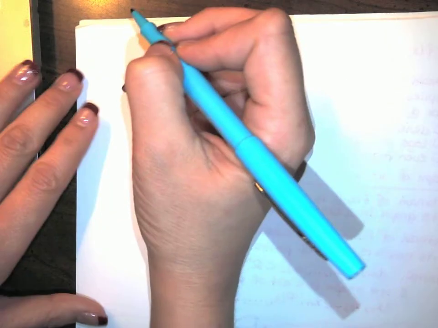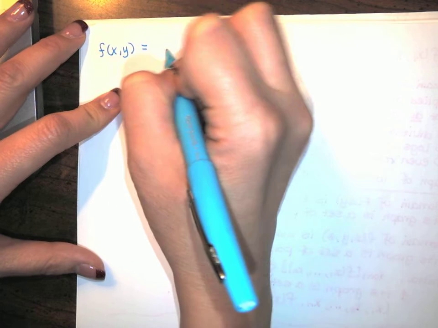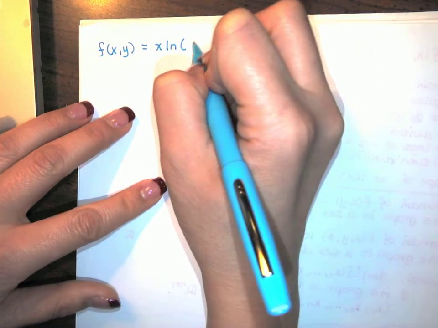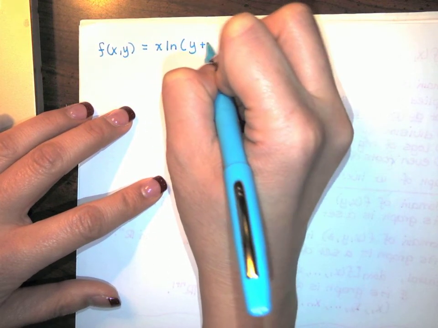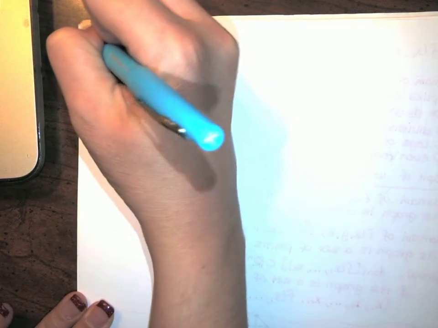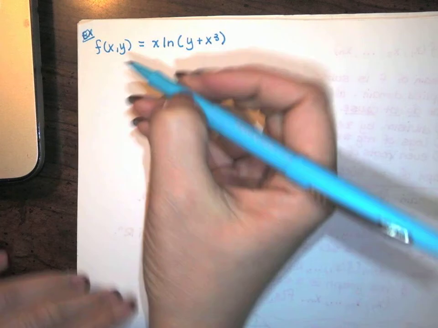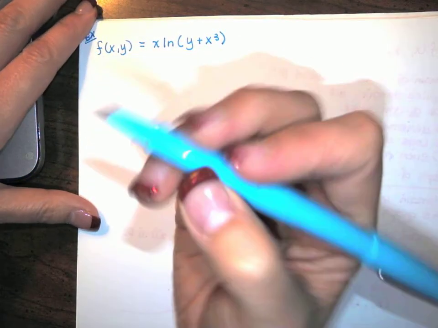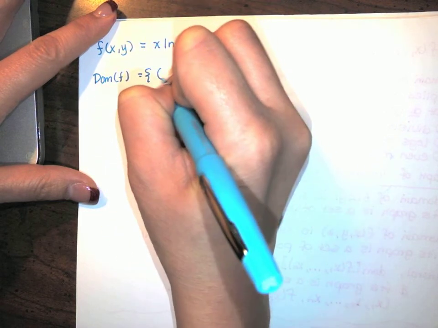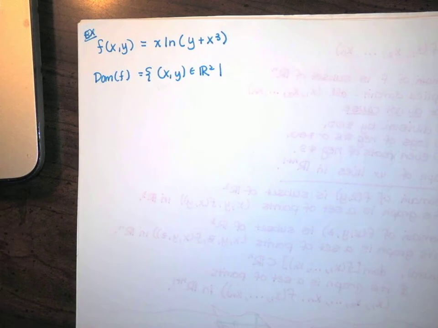Let's say we have f of xy equals x times the natural log of y plus x cubed. Now, again, I'm just trying to find the domain. Notice I have a function of 2 variables. A function of 2 variables has its domain in 2-dimensional space. So the domain of f is going to be the set of all xy in the xy plane in R2 such that something is true.